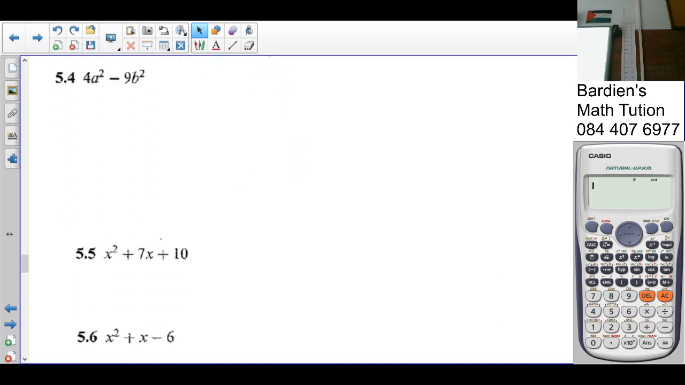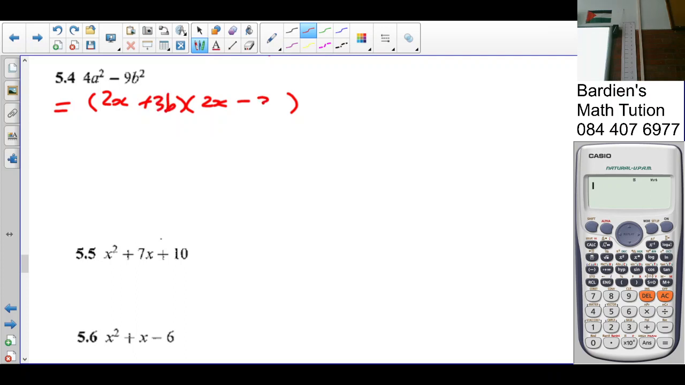You've got 5.4. What type of factorization is here? Difference of 2 squares. The conjugate pair. What's the square root of 4x squared? 2x. One bracket with plus and the other with minus. What's the square root of 9b squared? 3b. You all agree with that?